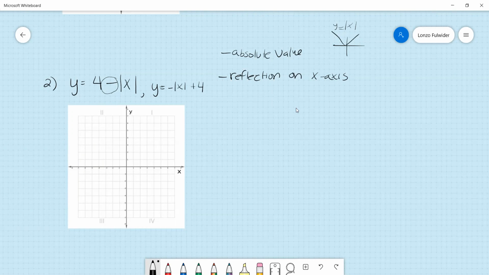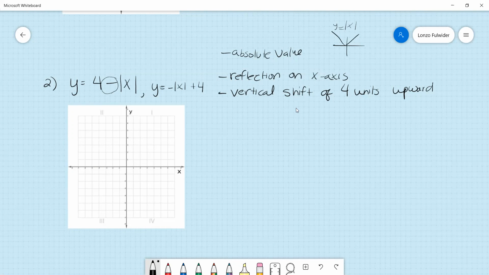So this 4 is positive. So what does that 4 mean? It means we have a vertical shift of 4 units upwards. Okay, so let's see here. Can we find any intercepts? I think we can. We can find the y-intercept.